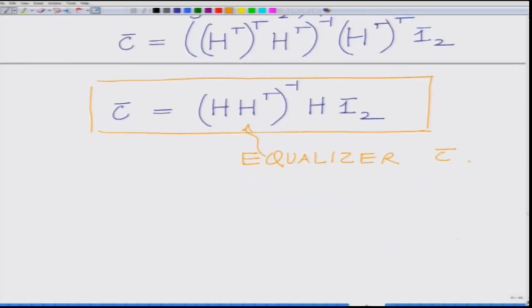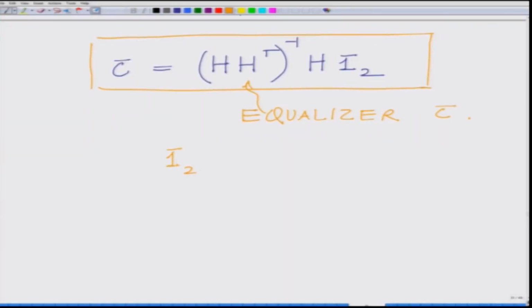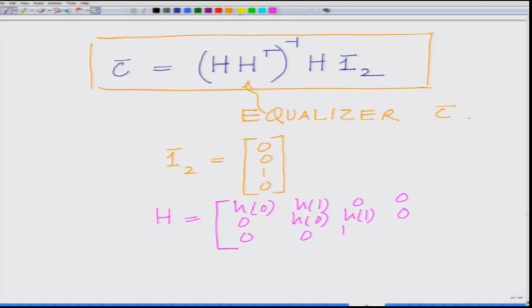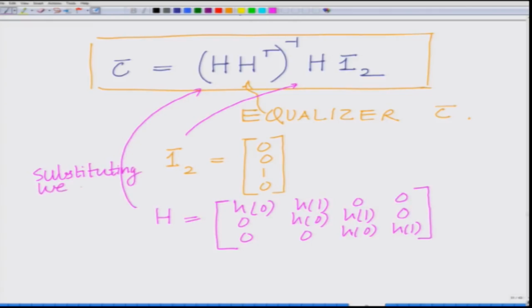But just to remind you, 1 bar 2 is the vector 0 0 1 0, and if you remember, H is this matrix which is formed from the channel coefficients H0, H1, 0, 0, then 0, H0, H1, 0, 0, 0, and substituting, we get the equalizer which is C bar.